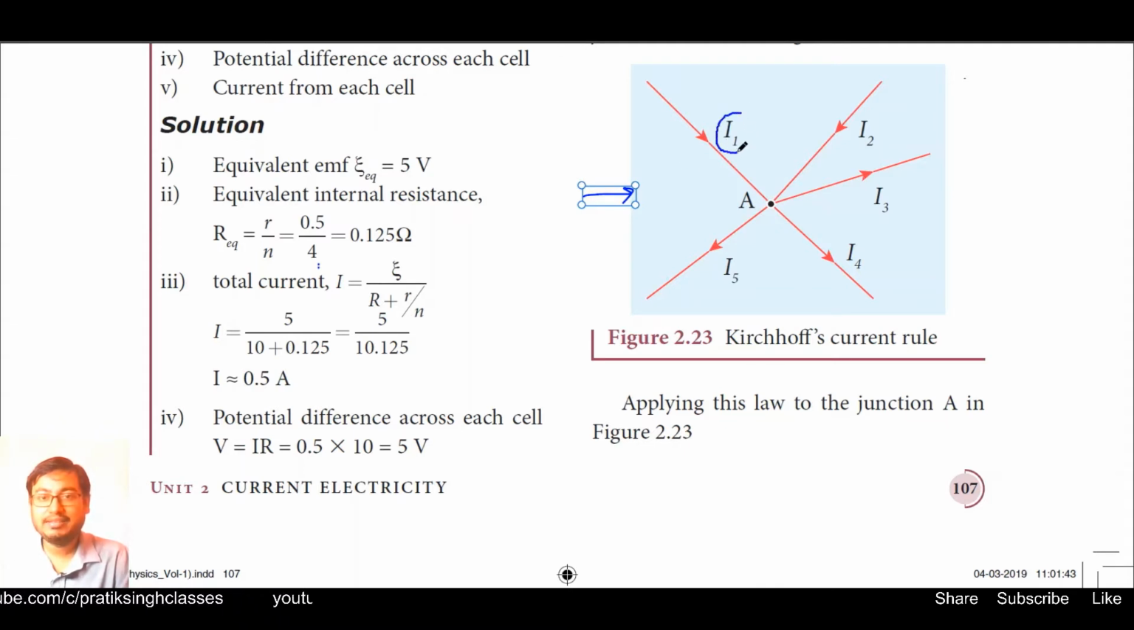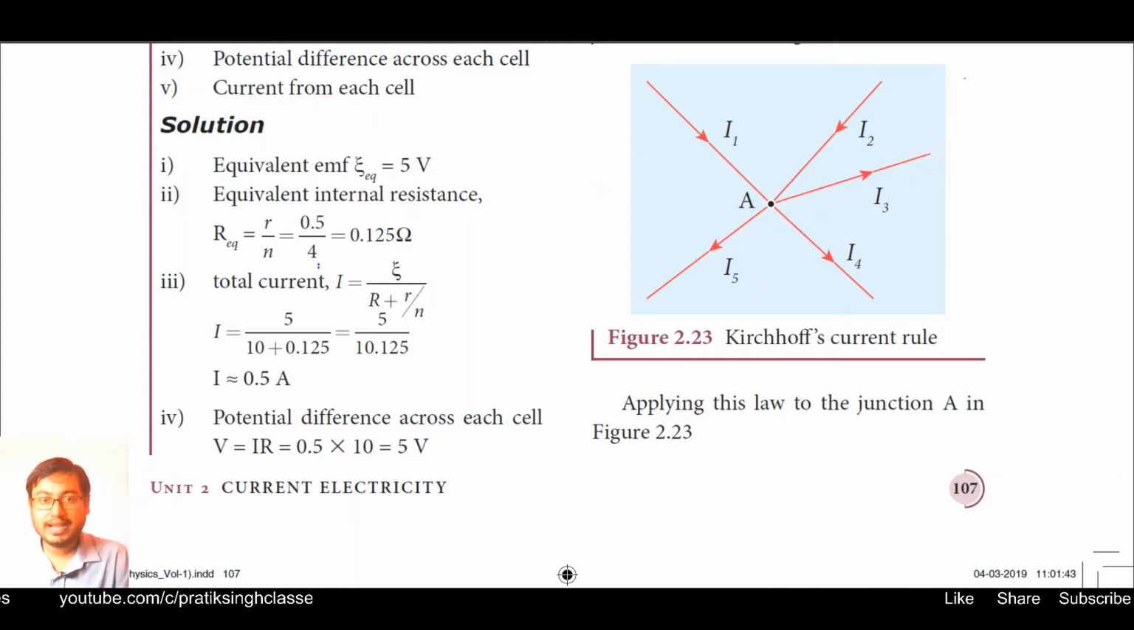For this, I1 current is coming inward, and I2 current is coming inward to the junction. But for I3, I4 and I5, the current is going outward. As we have seen in the earlier slide, the incoming current is taken as positive and the outgoing current is taken as negative. So we will have I1 positive, I2 positive, I3 negative, I4 negative and I5 negative. Here the positive and negative sign doesn't show which is bigger or smaller in magnitude, it only shows in which direction the current is flowing.